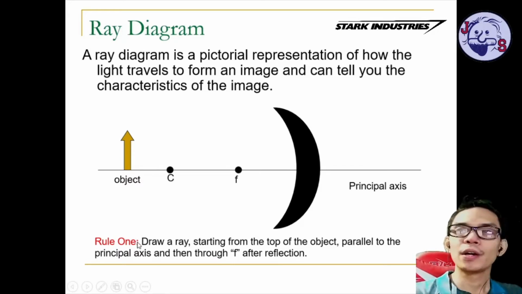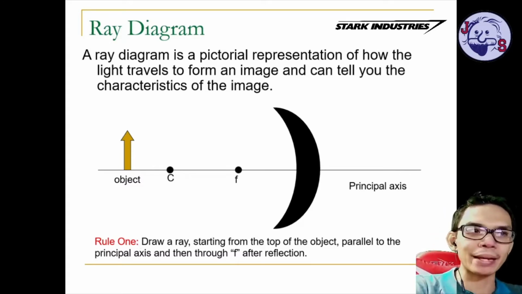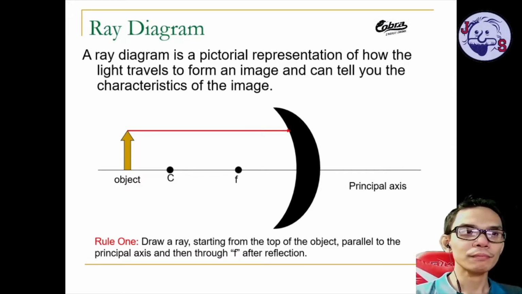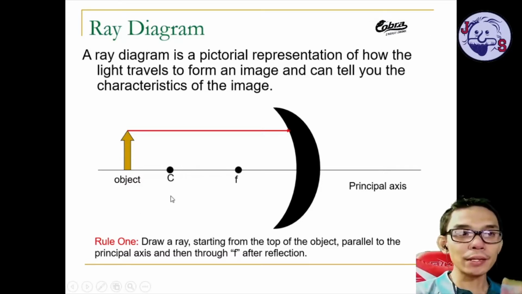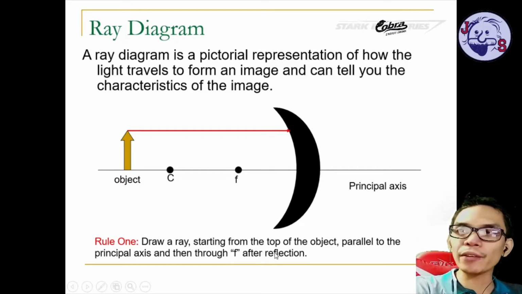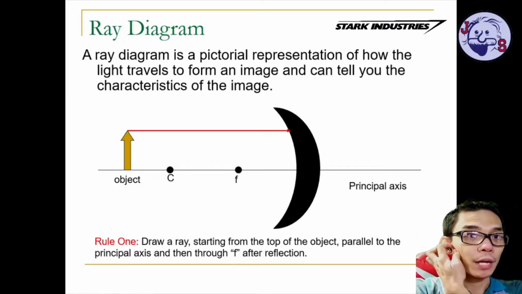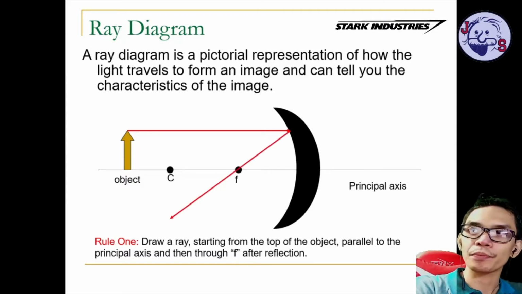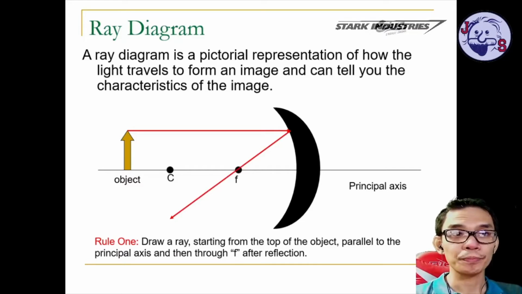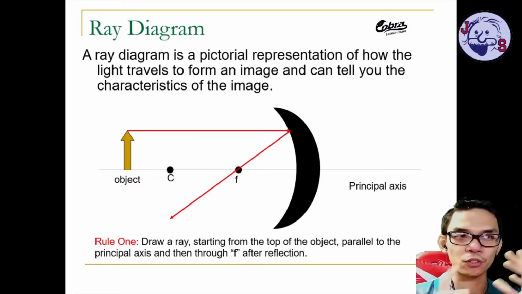Now let's start first with the ray that comes from the top of the object parallel to the principal axis. It looks like this. Then after that, according to the statement here, it will be reflected through F, the focal point, after reflection. So it looks like this. Did you get the right figure? If so, then that is good for you.